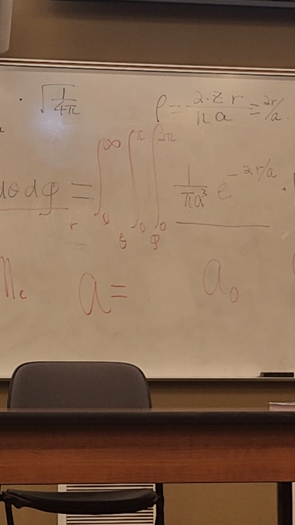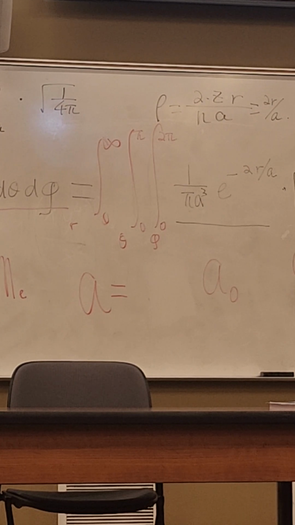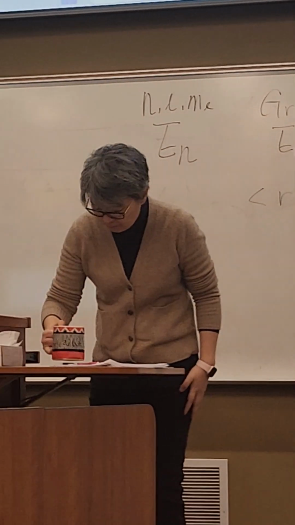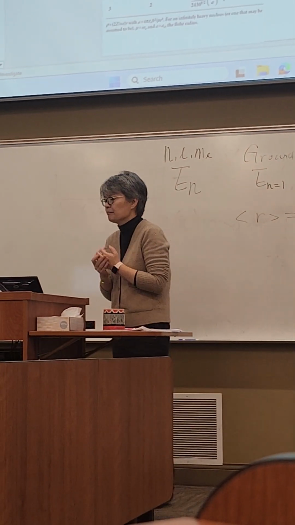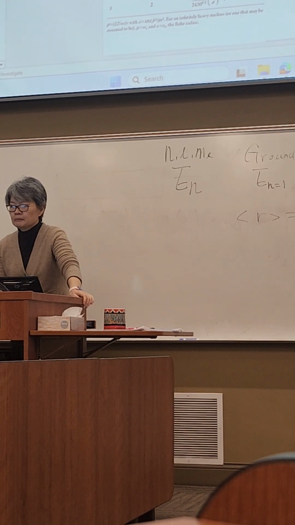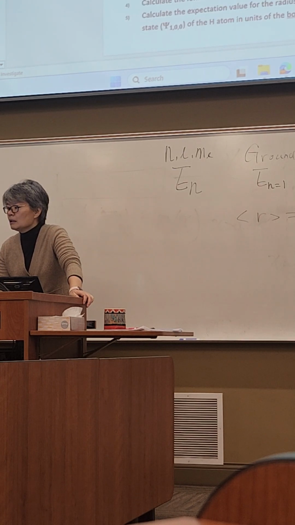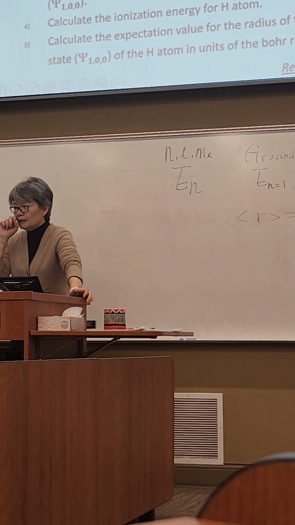Do you guys really not remember that the electron in the hydrogen atom in the 1s orbital has an average distance of 52.7? Now you know. Okay, where are we? That's a lot of work, but it's all worth it.